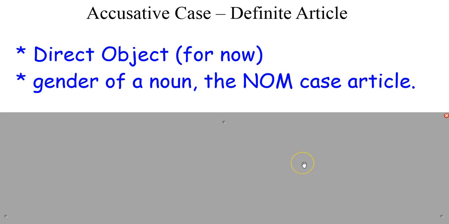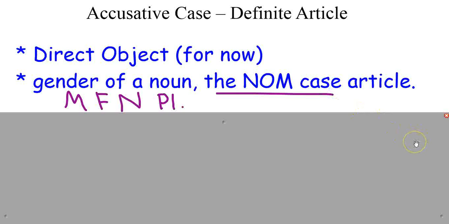In order to figure out what's going to happen with the accusative case, you always need to know the gender of the noun, which in German can be masculine, feminine, or neuter. You can also have plural, so more than one. The gender of the noun corresponds to the nominative case article. So, for example, zum Beispiel, männlich would be der, weiblich would be die, sächlich would be das, and plural is die.